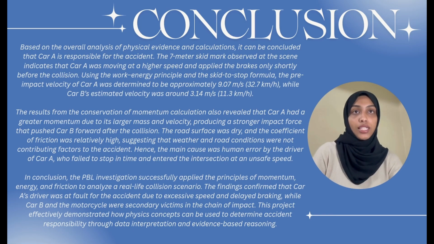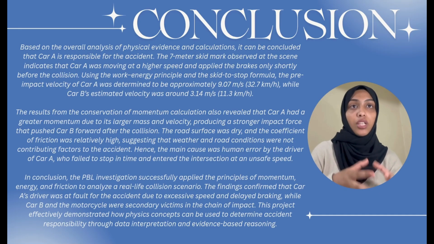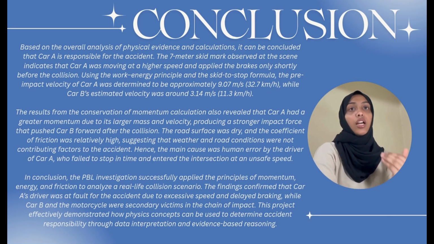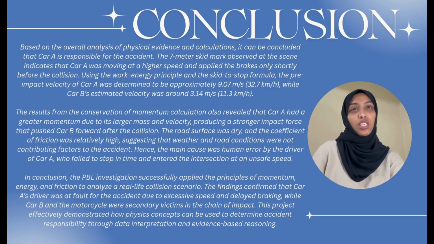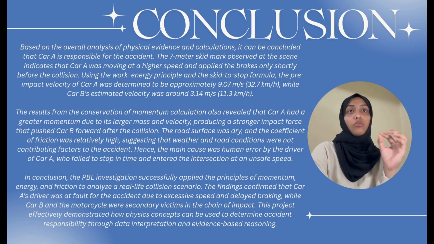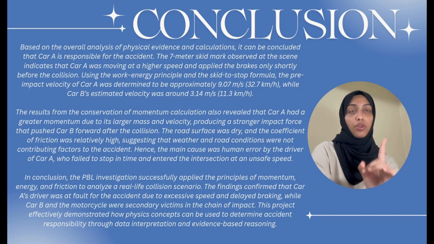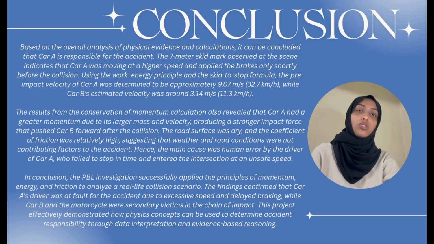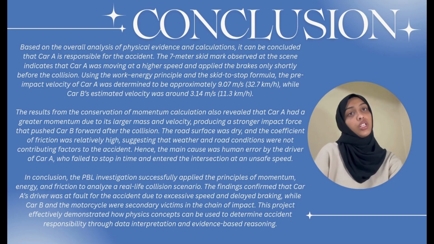This also shows that car A is highly likely to be the one responsible for the crash. Based on the overall analysis of physical evidence and calculation, it can be concluded that car A is responsible for the accident. The 7-meter skid mark observed at the scene indicates that car A was moving at a higher speed and applied the brakes only shortly before the collision. Using the work-energy principle and the skid mark to stop formula, the pre-impact velocity for car A was determined to be approximately 9.07 meters per second, that is 32.7 km per hour, while car B's estimated velocity was around 3.14 meters per second, that is 11.3 km per hour.